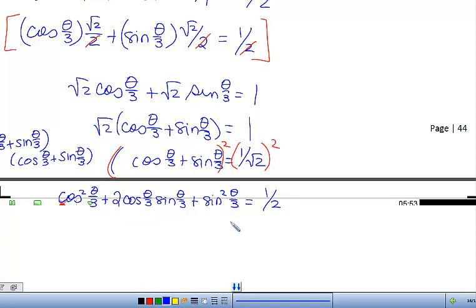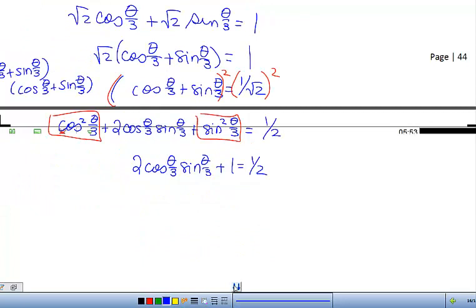But like I mentioned already, cosine squared plus sine squared equals 1. So I'm going to write this as 2 cosine theta over 3 sine theta over 3 plus 1 equals 1/2, or 2 cosine theta over 3 sine theta over 3 equals minus 1/2.